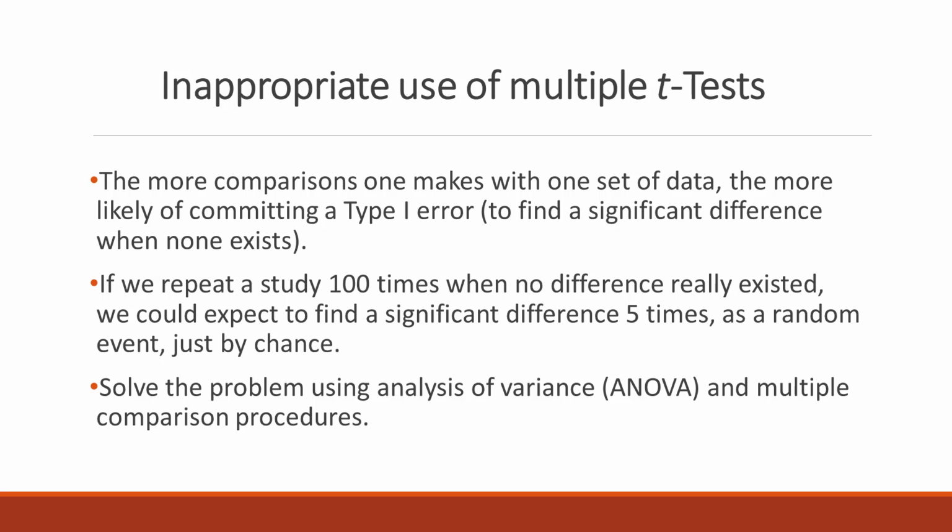This problem can be avoided by using the more appropriate analysis of variance, ANOVA, which is a logical extension of the t-test specifically designed to compare more than two means. As an adjunct to ANOVA, multiple comparison procedures have been developed that control the type 1 error rate, allowing valid interpretations of several comparisons at the desired alpha level.